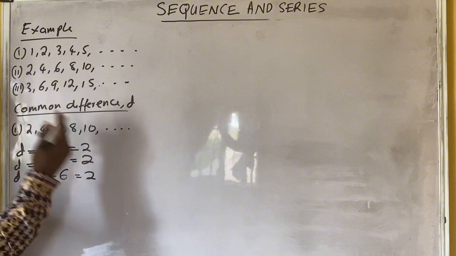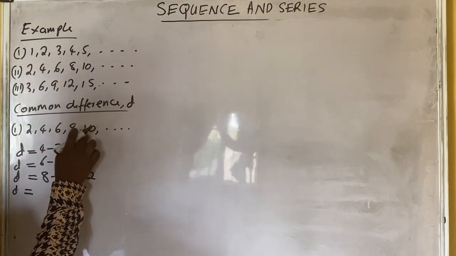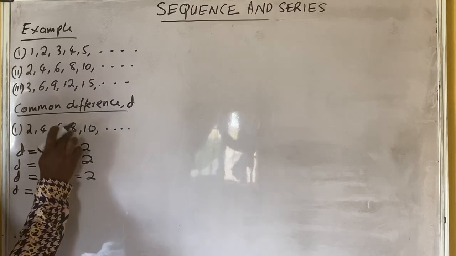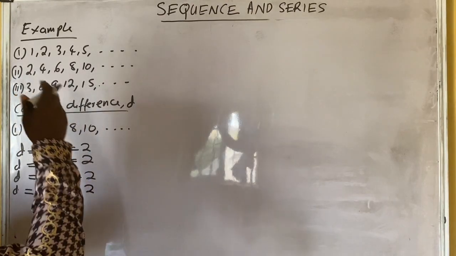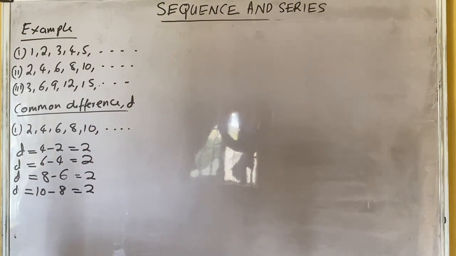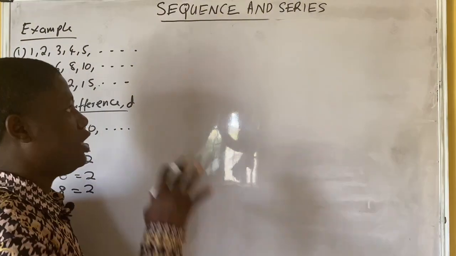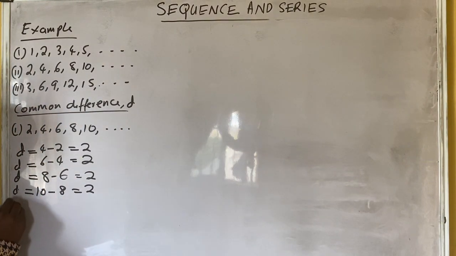And we can as well say our common difference is equal to the fifth term here, which is 10, minus the fourth term, which is 8, which is equal to 2. So you can see that they are all the same thing, and that is why we call it a common difference. So let's look at how to find the particular term of a sequence.